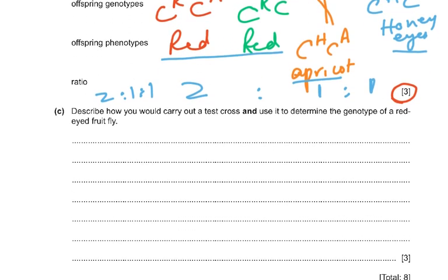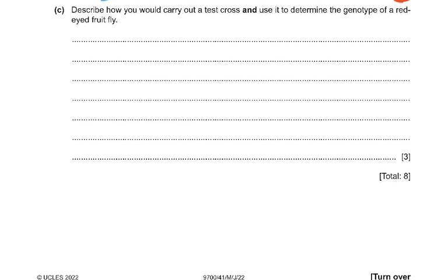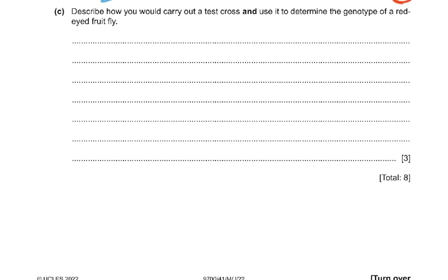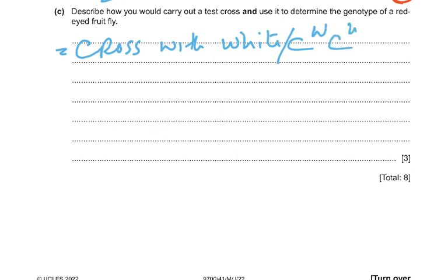Now it says describe how you would carry out a test cross. Now, how do you carry out a test cross? You always cross it with a known homozygous recessive. Now, which one? So cross with the white one. And the white is what? CWCW, because this is the homozygous recessive.